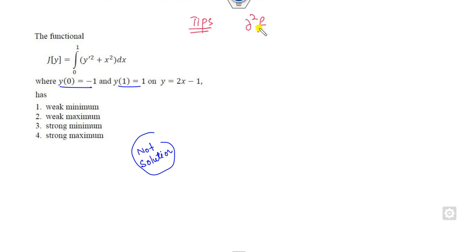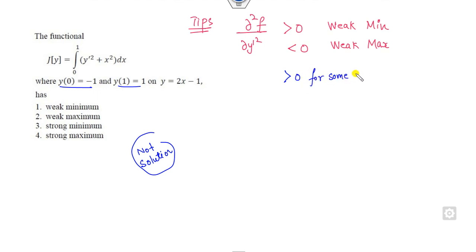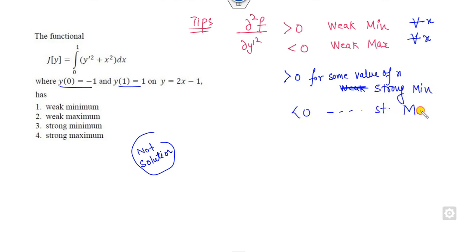You always find here, if this is greater than 0, then we call it a weak minima. If it is less than 0, we call it a weak maxima. On the other hand, if it is greater than 0 for some values of x, then we call it the strong minima. And if it is less than 0 for some value of x, we call it the strong maxima.